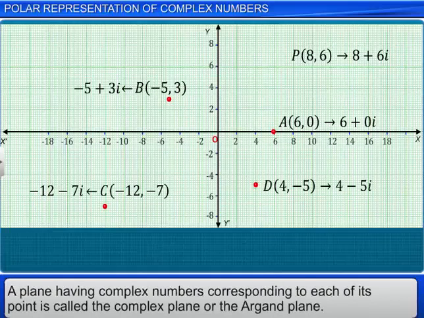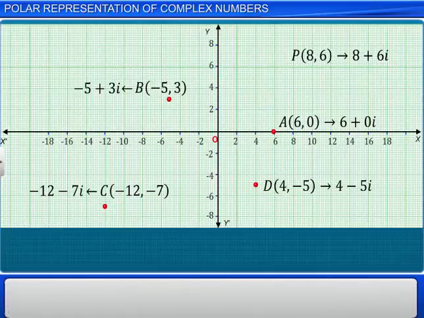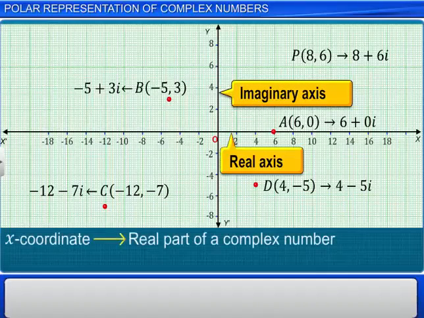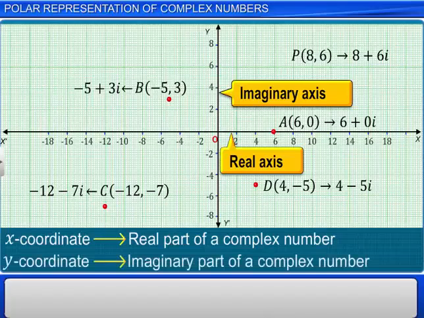A plane having complex numbers corresponding to each of its points is called the complex plane or the Argand plane. In the Argand plane, the x-axis is called the real axis and the y-axis is called the imaginary axis. The x-coordinate of a point corresponds to the real part and the y-coordinate corresponds to the imaginary part of a complex number.